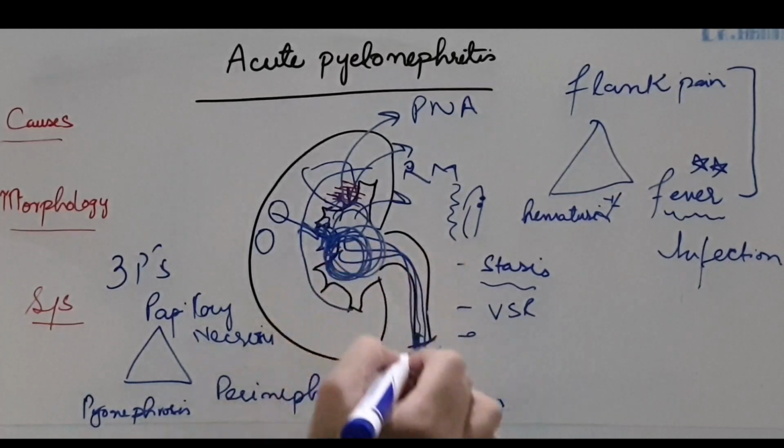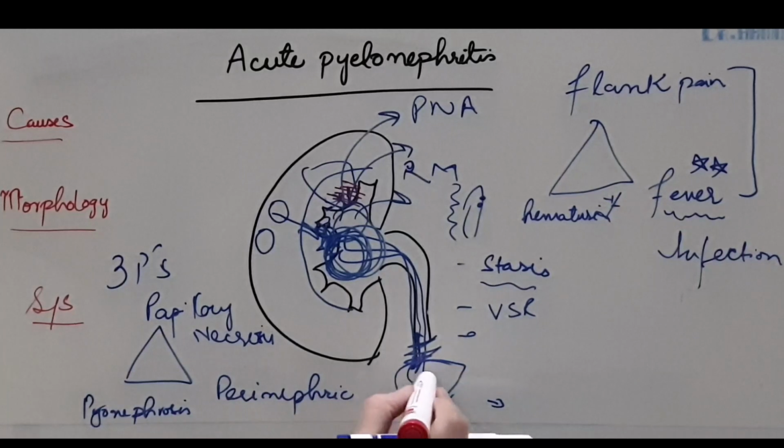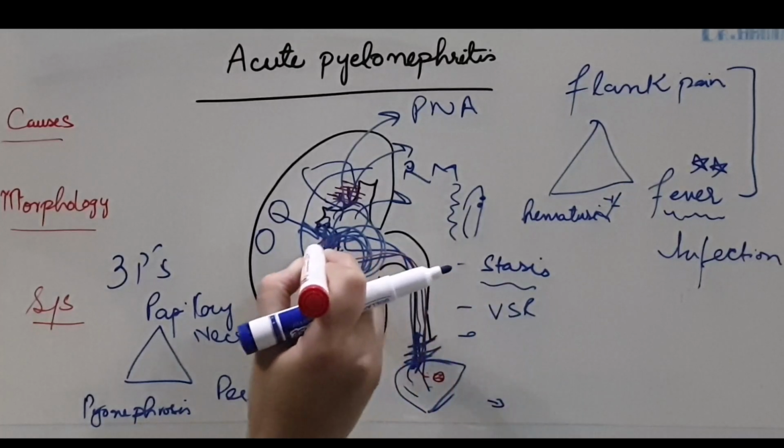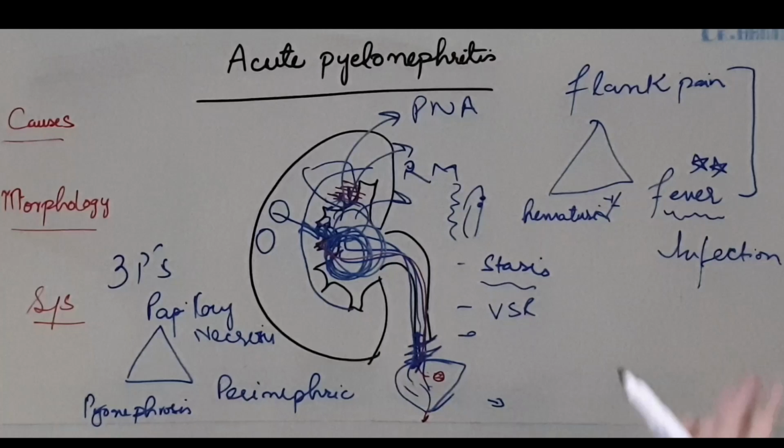So the infection that was residing over here, these bacteria, these angry looking bacteria, they love to go up and infect the kidney if they can't go down. So this is the main mechanism which causes acute pyelonephritis. Now how did the patient come to you? The patient came to you with the main complaint of flank pain and fever, along with plus minus hematuria.